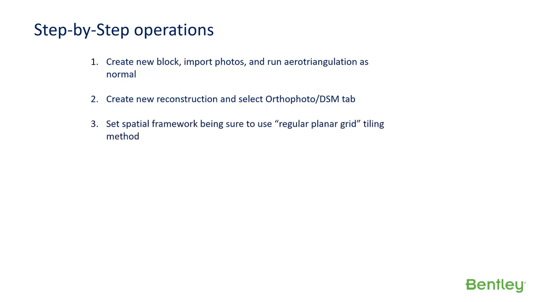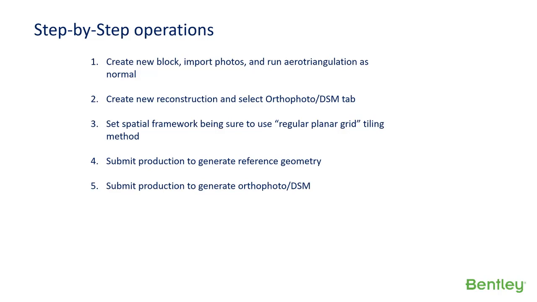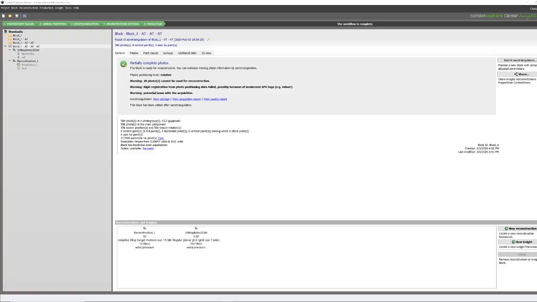Next, we will set the spatial framework of the reconstruction. We want to be sure that we use regular planar grid tiling. We can then submit the production to generate the reference geometry. And after the reference geometry, we can then submit a production to generate the orthophoto/DSM.